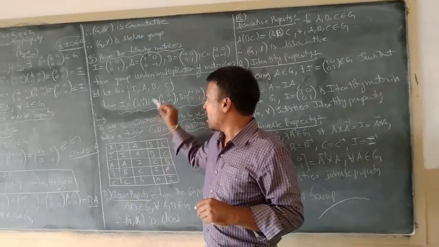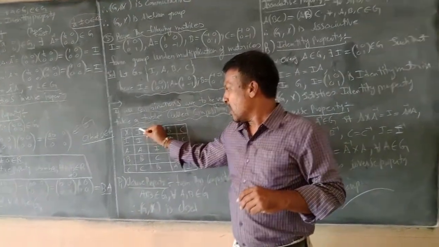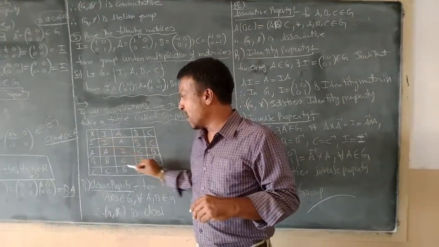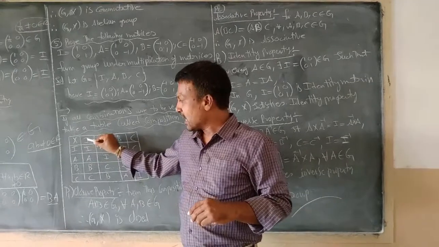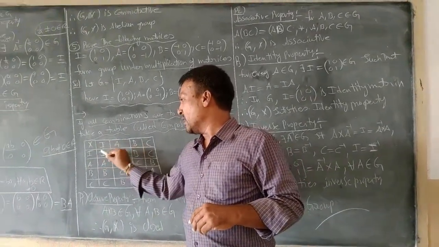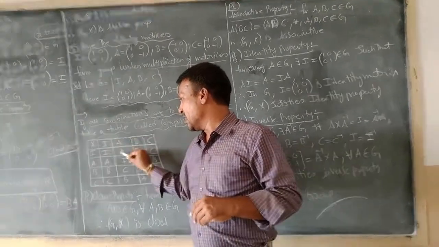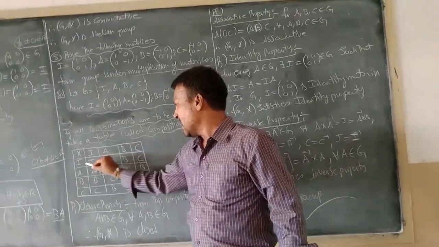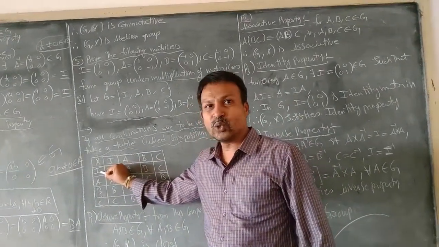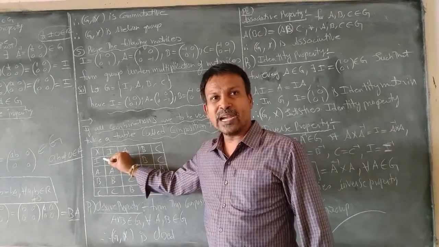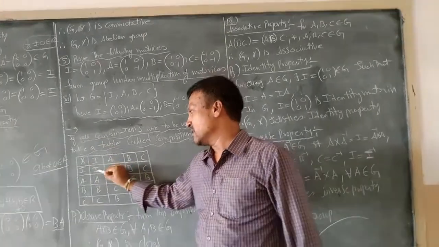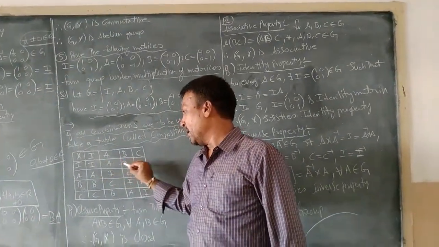See here, there are 4 matrices. So along the columns, I have taken those 4 matrices. Again along the rows, I have taken the same 4 matrices, capital I, A, B, C. See the first row: I into I is I, I into A is A, I into B is B, I into C is C. Right. Why? Because I is a 2 by 2 identity matrix. If the 2 by 2 identity matrix is multiplied with any 2 by 2 matrix, we get the same 2 by 2 matrix. So we have got I, A, B, C.